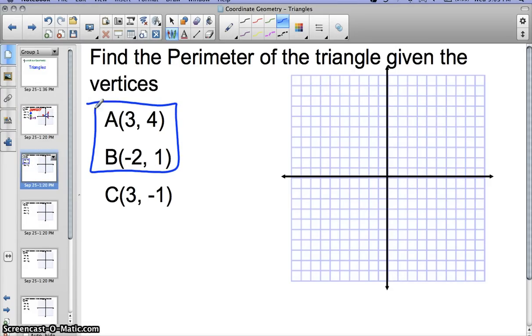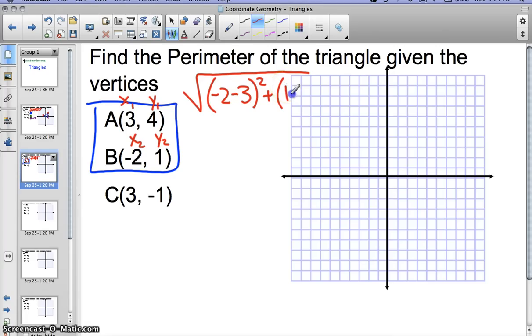And in order to do so, I'm going to label them. You don't have to, but it helps me keep myself straight. So x1, y1, x2, and y2. So here we go. Let's plug it right into our formula. x2 is negative 2 minus x1, which is 3, squared, plus y2, which is 1, minus y1, which is 4, squared. Do a little add the opposite action going on here.